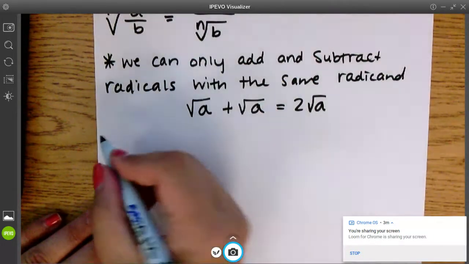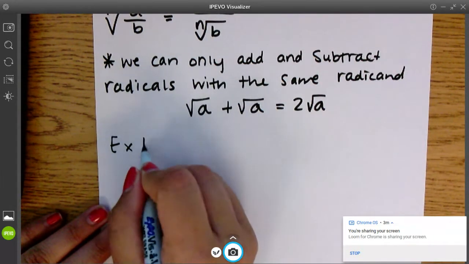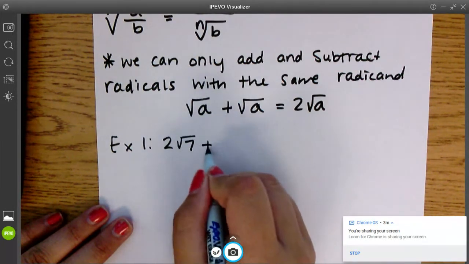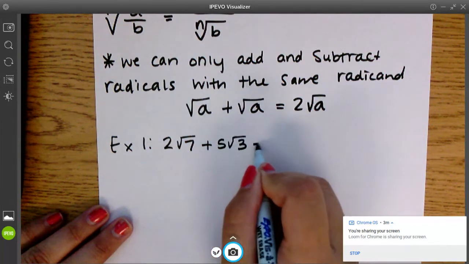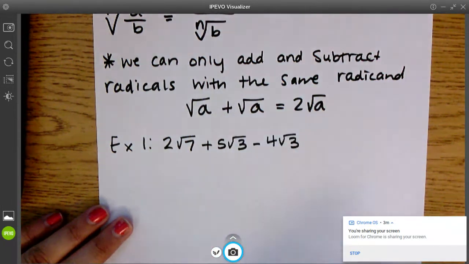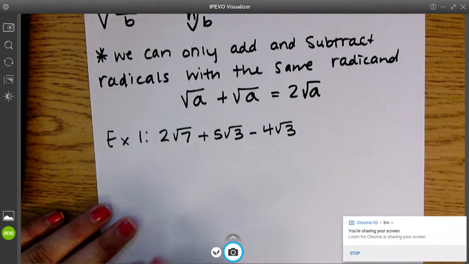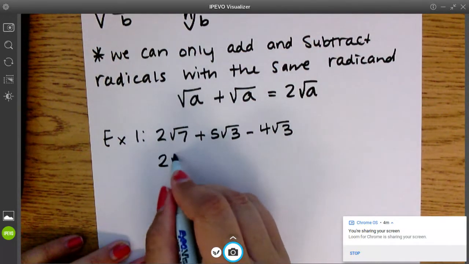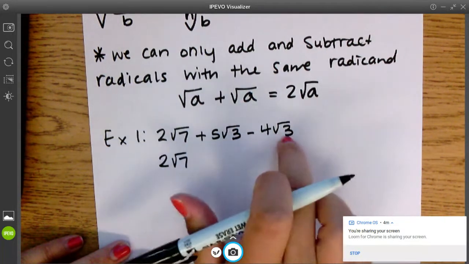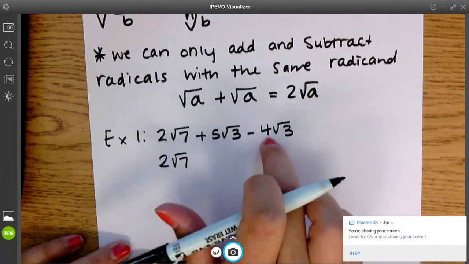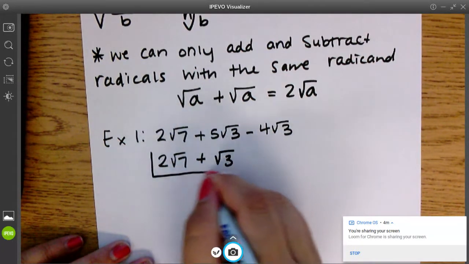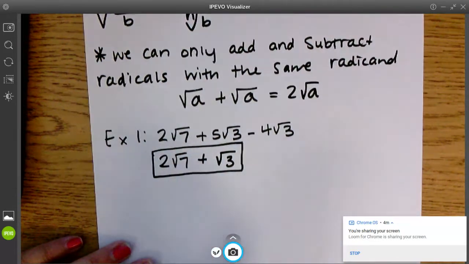So let's see an example. Example 1: you could have something like 2 radical 7 plus 5 radical 3 minus 4 radical 3. The radical 7 gets to stand on its own because it doesn't have any friends, so 2 radical 7 is just going to be that. But here I have these match. So 5 radical 3 minus 4 radical 3, well, that means I have 1 radical 3. And now that is the answer. You can't do anything more.